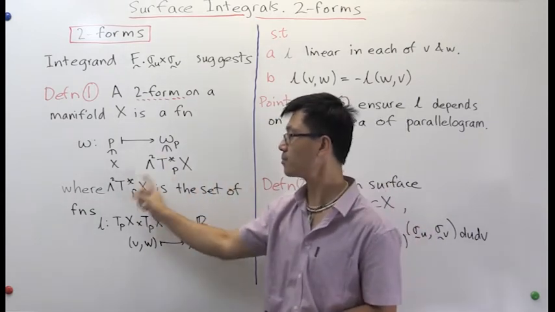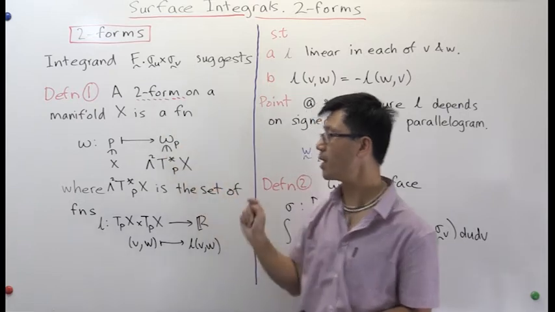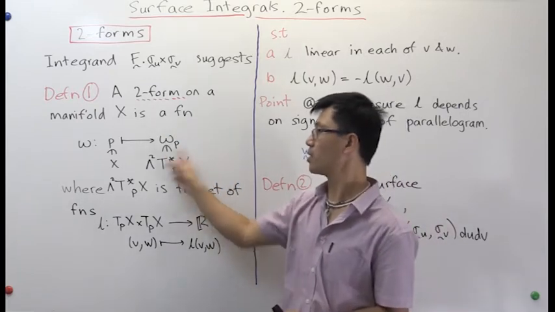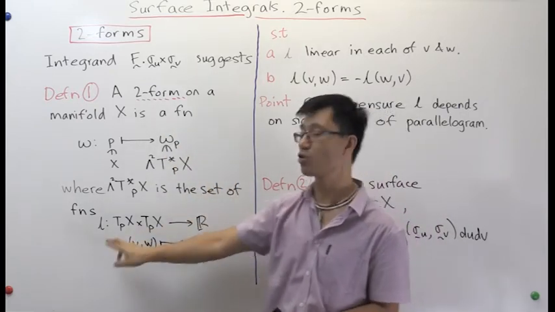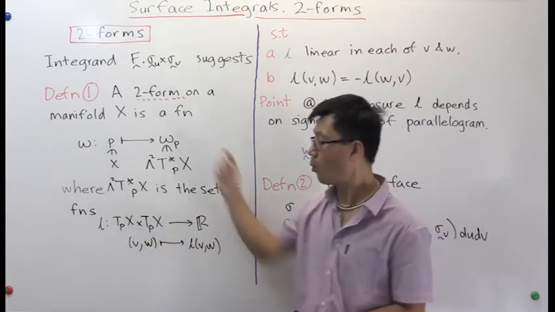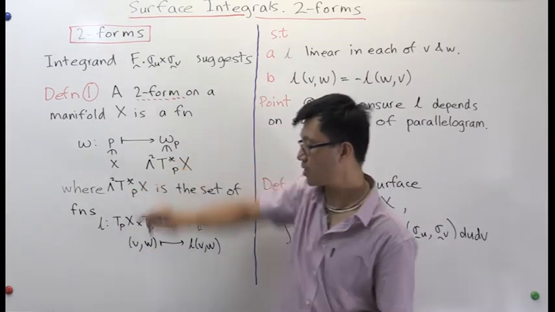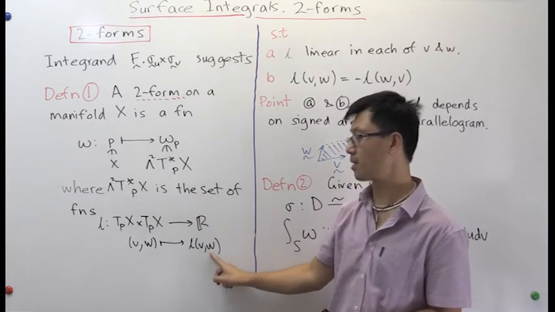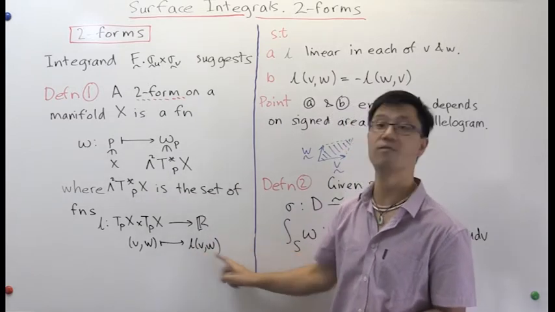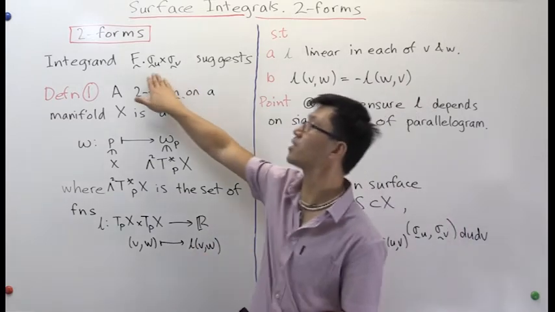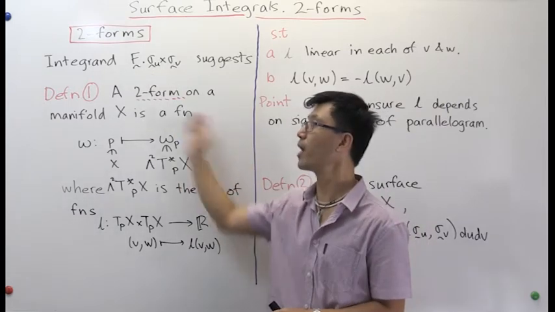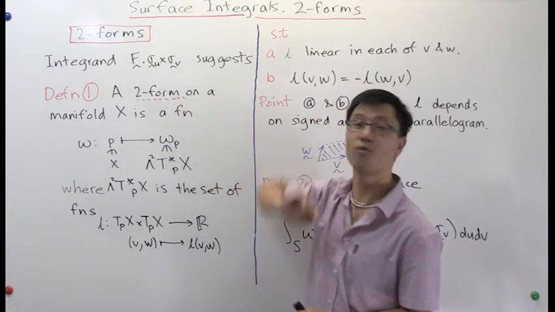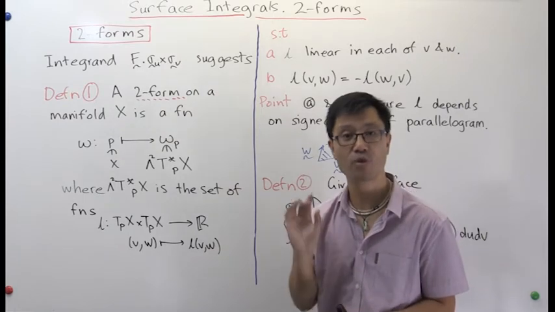Okay, so this set here, this omega p, is going to belong to this set, and they're special types of functions L, where you input two tangent vectors v and w, and it spits out some real number, L of vw. Okay, so that's the type of thing that we want to look at. So this two form, though, has to satisfy some extra properties.